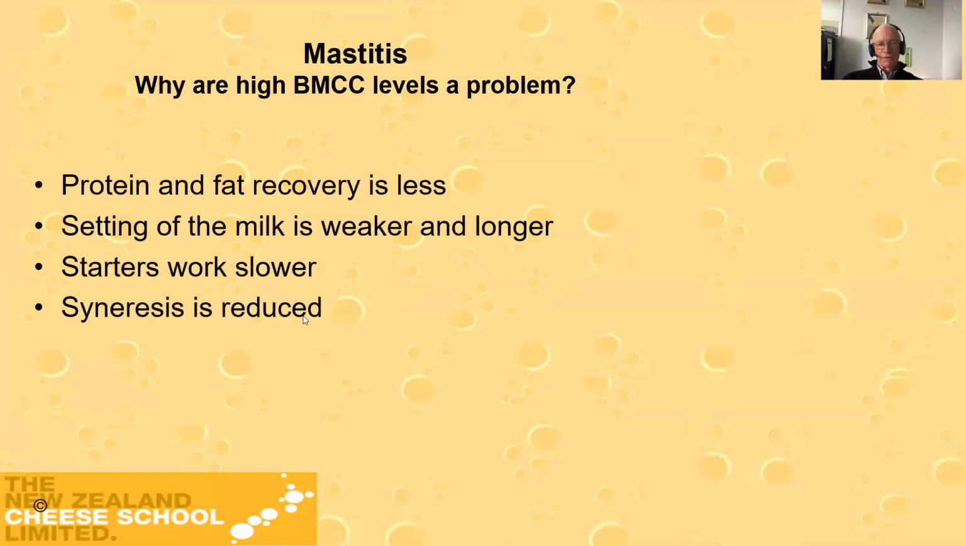Syneresis, or loss of moisture from the cheese, to get the correct firmness and desired moisture content, is minimized or reduced by these somatic cells. So not a good outcome for the cheesemaker. And of course, the flavor is not nearly so good. So that's the impact of mastitis and somatic cells on cheese.